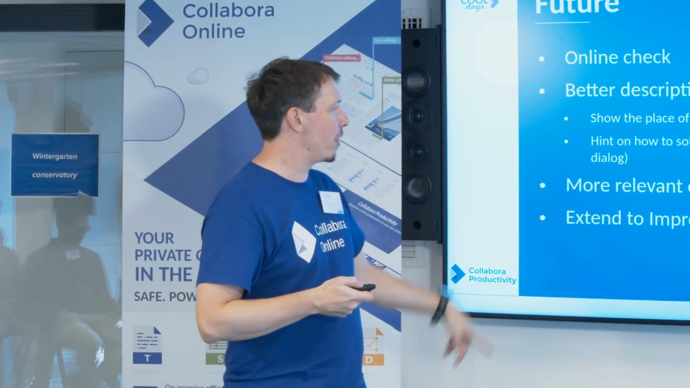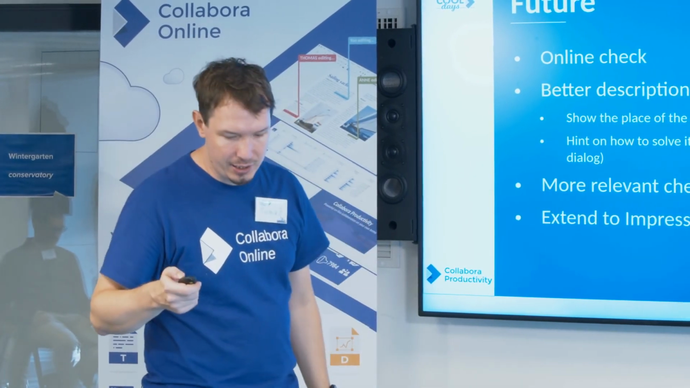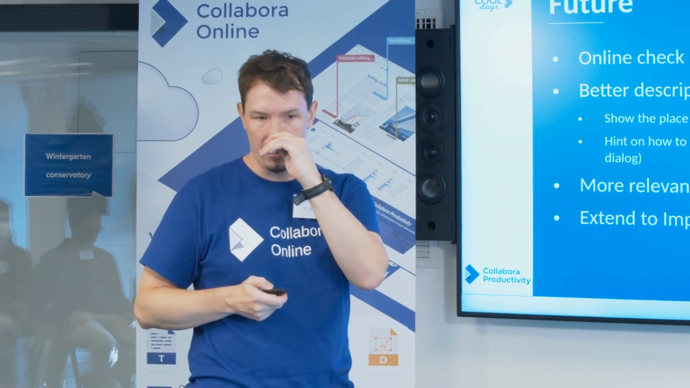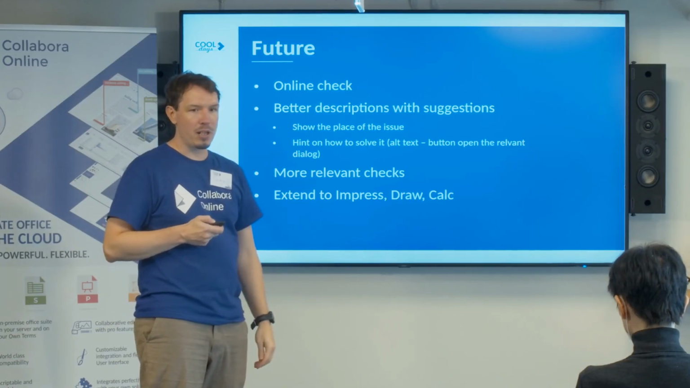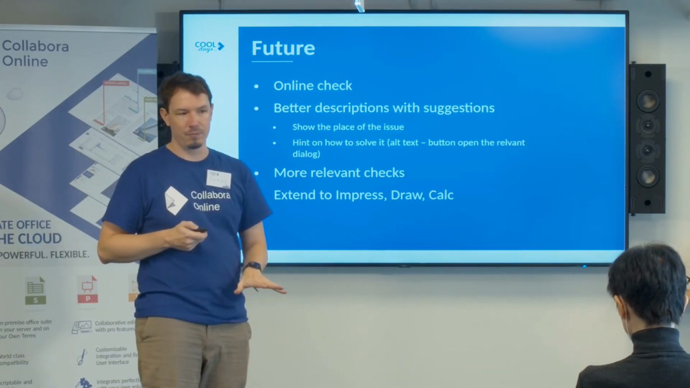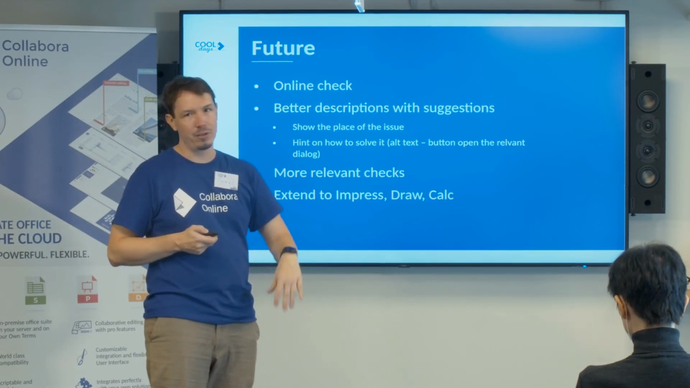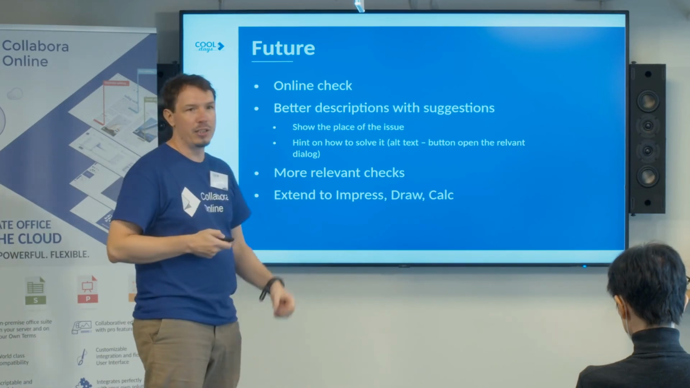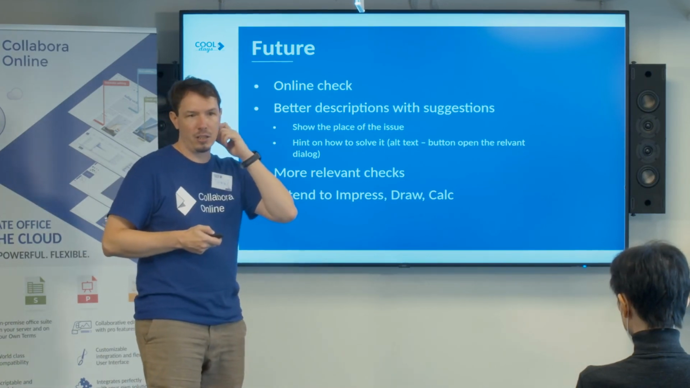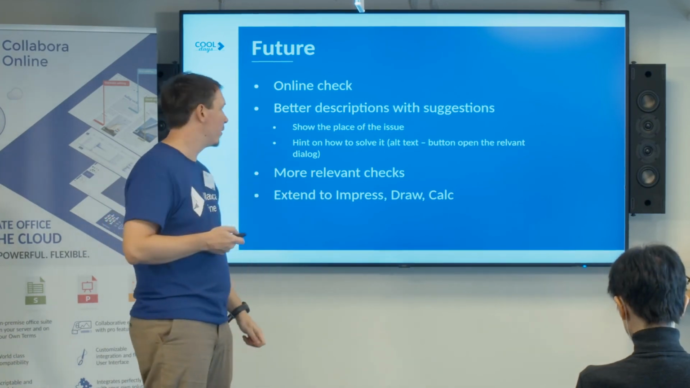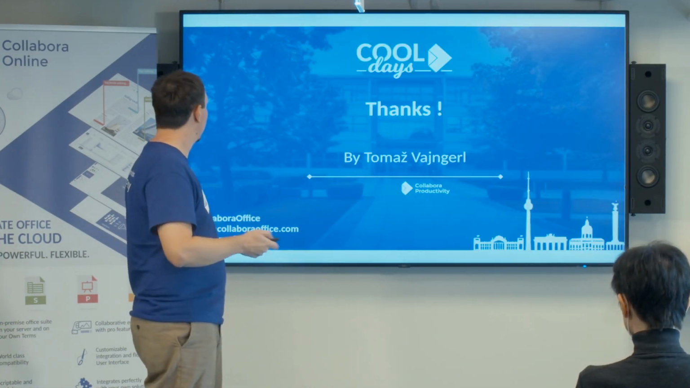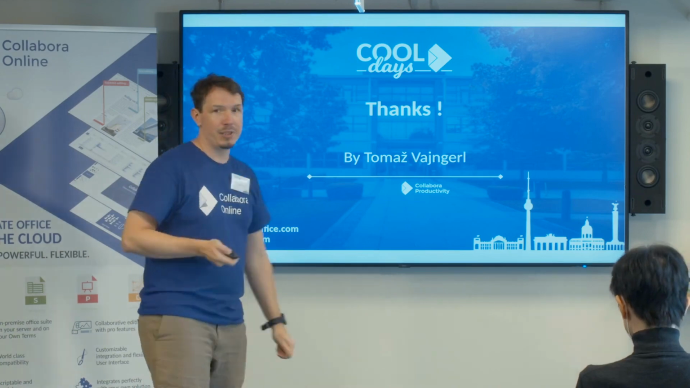We need to add more relevant checks. There are still some missing, especially for the PDF/UA standard, which has some additional checks we want to implement. And of course, the last point is that currently this works only for Writer, and we have to implement something similar for the other components. And this is all. Thanks.